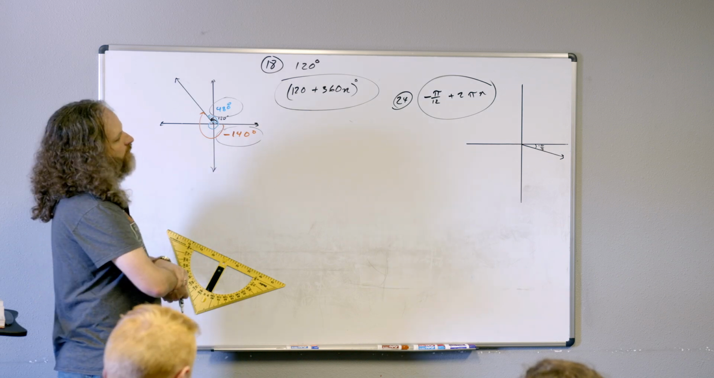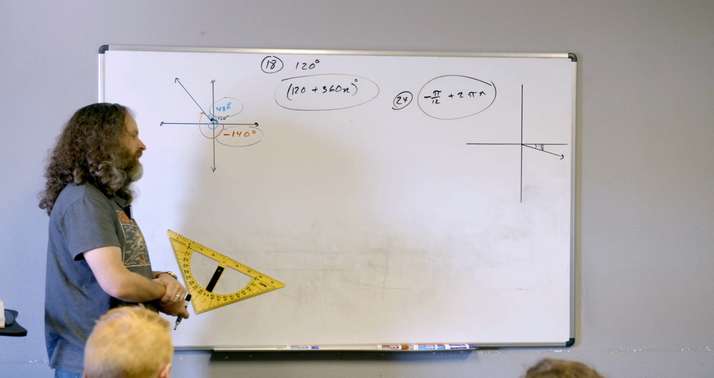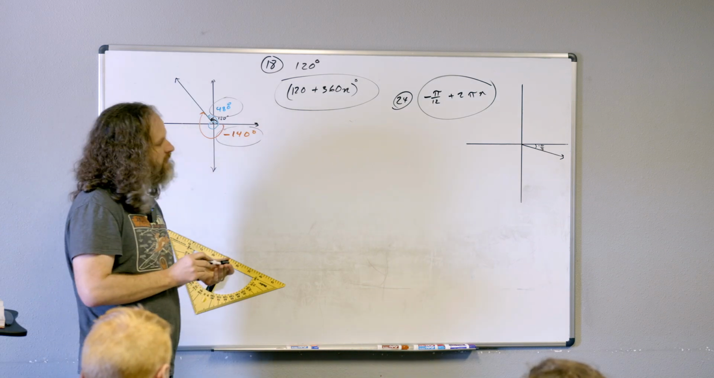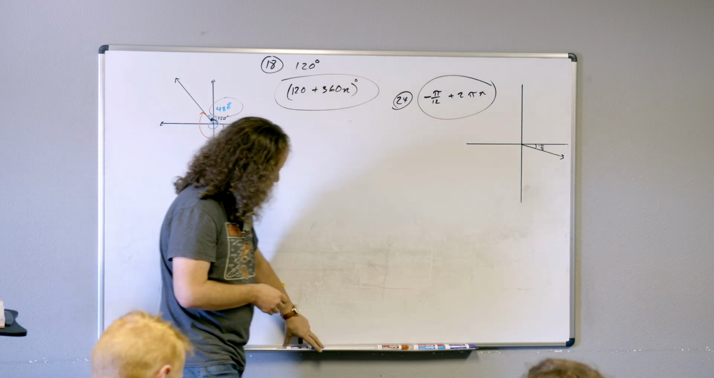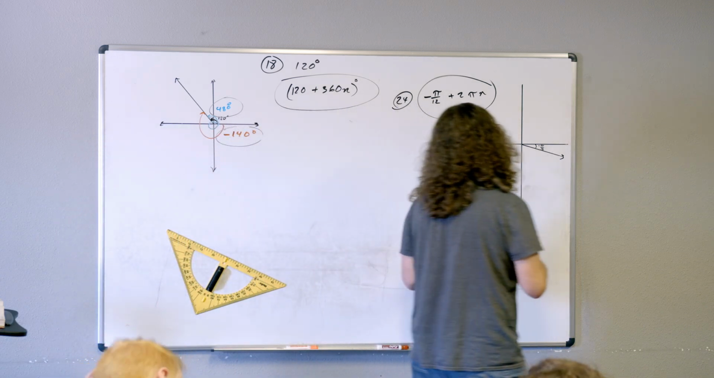So now we need two more, a positive one and a negative one. There's all kinds of options. Let's do the positive one first.